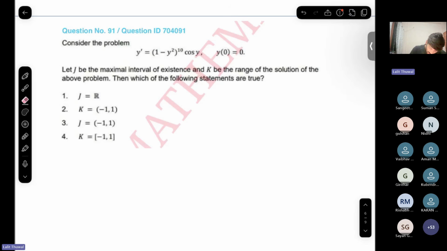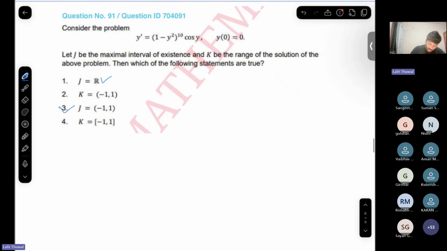Okay, so let me tell you. Who will tell me the answer? Okay, Tarak, tell me what the correct answers are. First and third. First and third. Very nice. Okay, so let me tell you how to solve it using existence and uniqueness. First of all, it says consider the problem. Let J be the maximal interval of existence, K be the range of the solution of the above problem. Then which of the following statements are true?